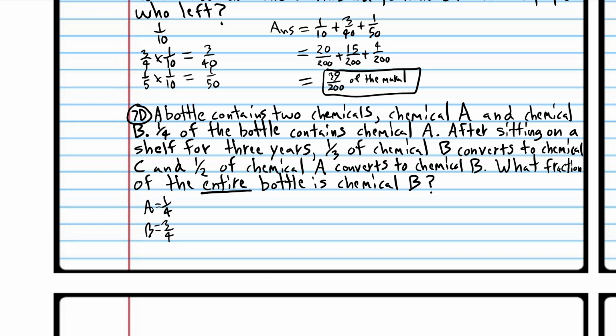After sitting on a shelf for 3 years, 1/3 of chemical B, and by the way, this is information that we really don't care about. We don't care about that 3 years. That doesn't make any difference to us. 1/3 of chemical B converts to chemical C. So 1/3 of this converts to chemical C. And 1/2 of chemical A converts to chemical B. What fraction of the entire bottle is chemical B? I should say, what fraction is now chemical B?